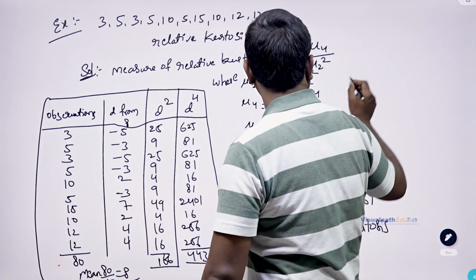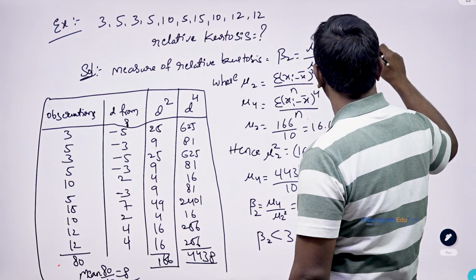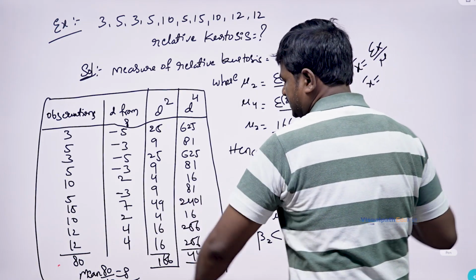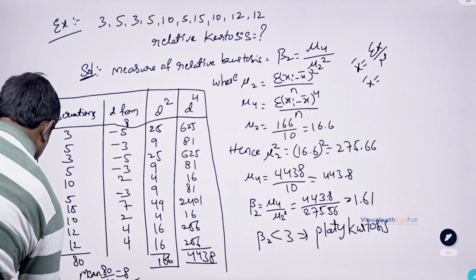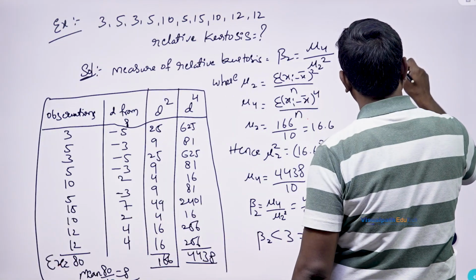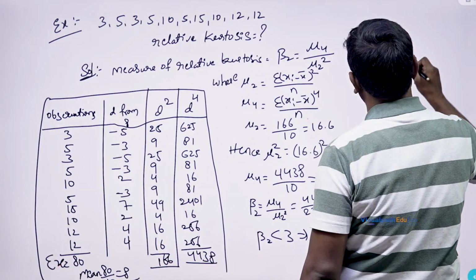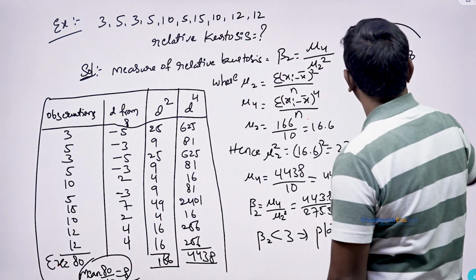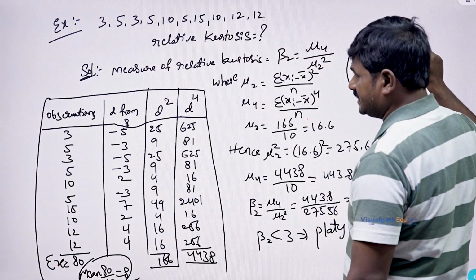So x bar we need to calculate. X bar is equal to sigma x by n. Sigma x we already calculated here; sigma x is equal to 80, divided by the total number of observations, n, which is 10. So similarly, the mean we have to calculate here. So this is the mean: x bar is equal to 80 by 10, which is equal to 8.